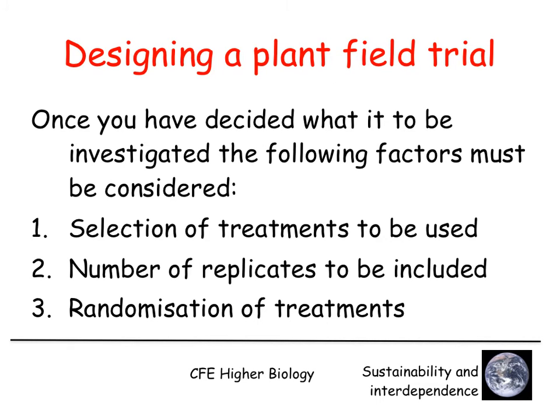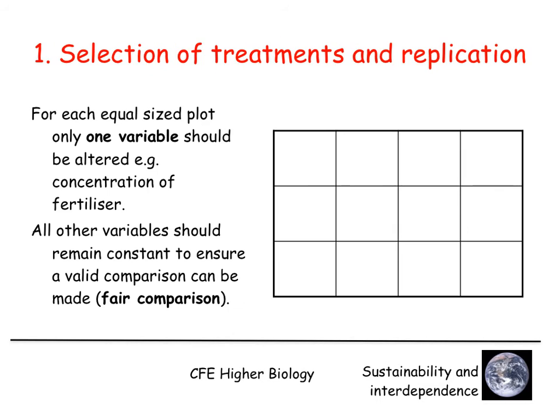So once you've decided what you're going to investigate, there are these things that you need to consider: the selection of the treatments that are going to be used, the number of replicates to be included, and randomization of treatments. So we'll look at these individually. So, selection of treatments and replication. Now, what happens is you've got an area of land, and this is our area of land here, this box of squares. And it's divided into equal-sized portions called plots. So each one of these is a plot.